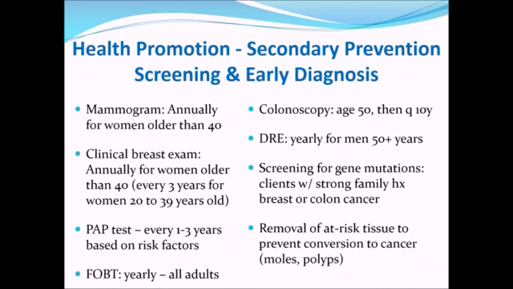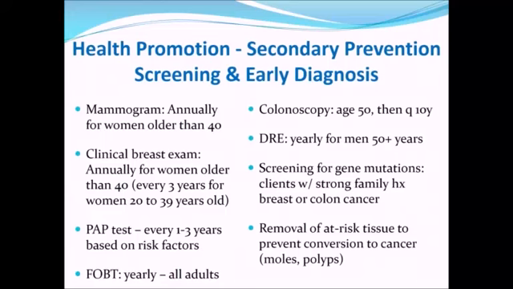Fecal occult blood test, we talked about this in the GI unit. That should be done yearly on all adults. Doesn't matter what the age is, all adults. Colonoscopy, first one should be at age 50 and then at least every 10 years after that. Digital rectal exam should be yearly for men 50 plus. Okay, and they can also do the fecal occult blood test with that as well. But that's also to look at prostate issues.